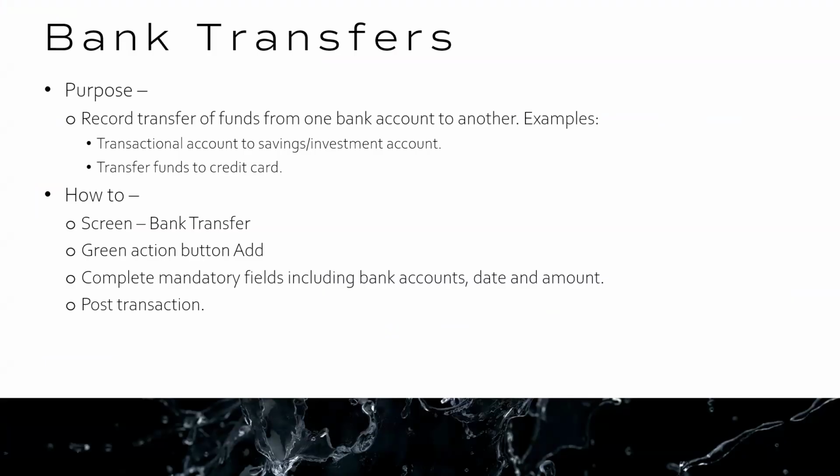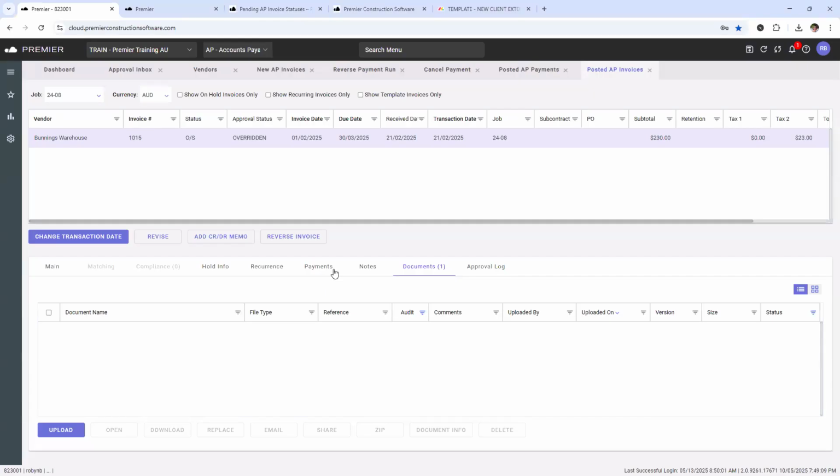So the last item, just talking about payments, transferring money, etc. I wanted to talk about a screen called bank transfers in Premiere. Now, this screen you don't have to use, but I would recommend it. It makes your life a lot easier, especially if you have multiple bank accounts and you're often transferring money between them. So even something as simple as paying off your credit card. So transferring from your main operating transactional account through to your credit card each time you do payments. So let me show you how this works.